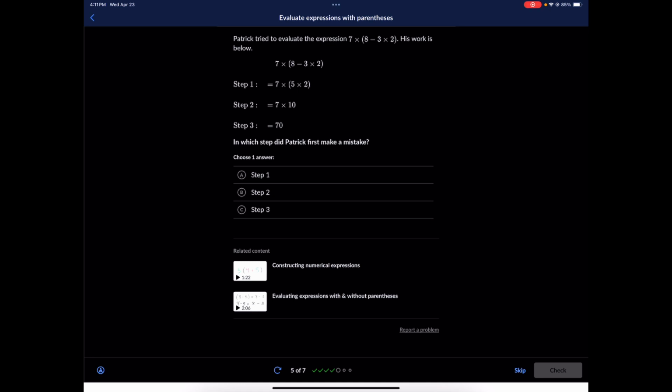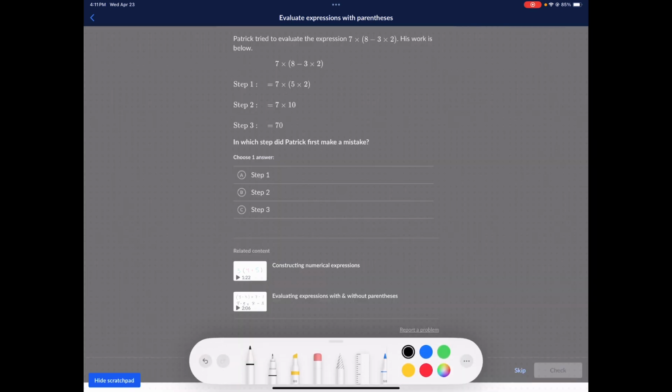Patrick tried to evaluate the expression 4 times 8 minus 3 times 2. His work is below. In which step did Patrick first make a mistake? So let's see here. So first let's get the correct equation of this. So we have 7 times 8 minus 3 times 2.